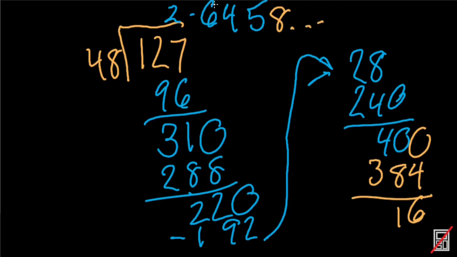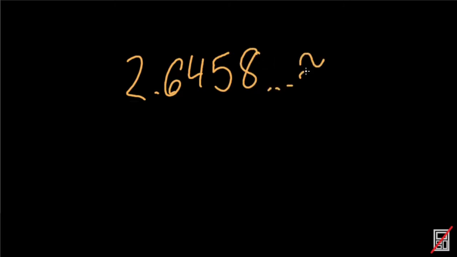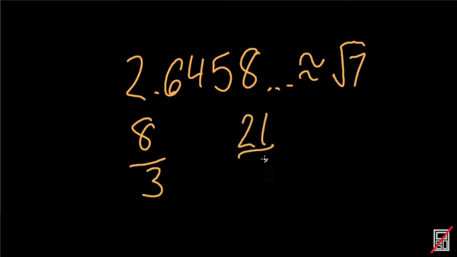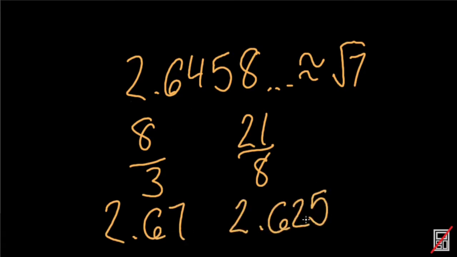And we get that our answer, our approximation, is about 2.6458. Now, how close is this? Well, based off of our initial fractions, we had 8/3 and 21/8. So we know our number must be between 2.67, being 8/3, and 2.625, which means our error is off by at most 0.03-ish.